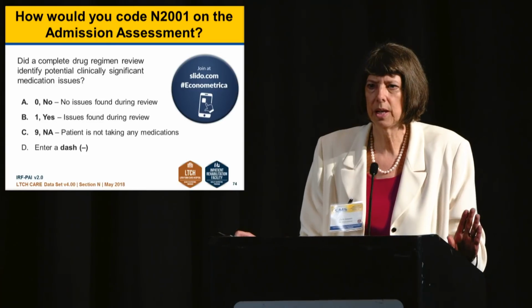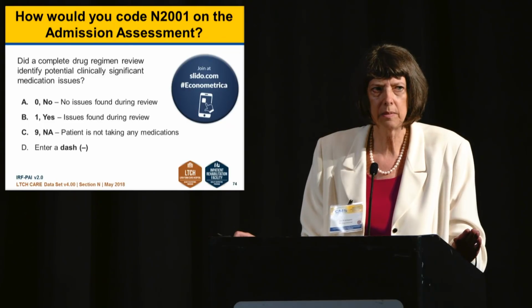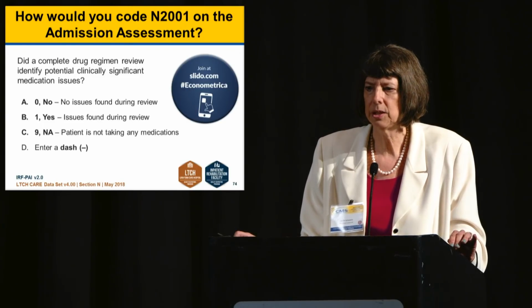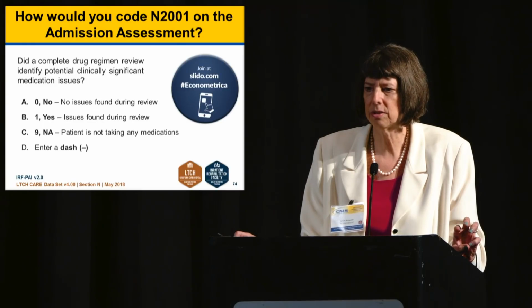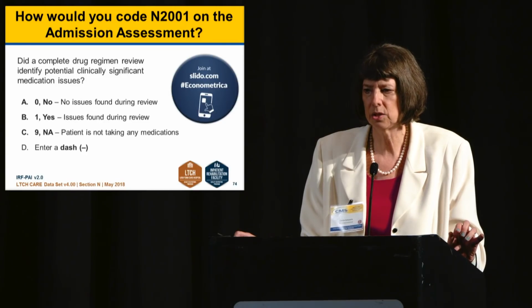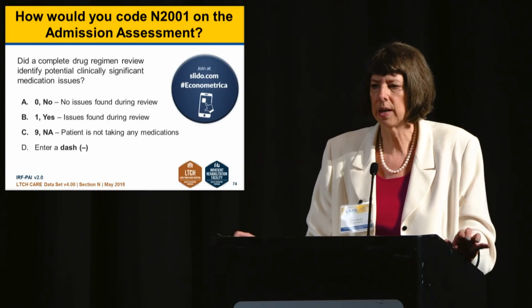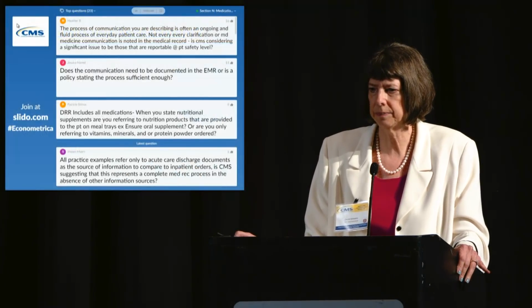So, think about this. You're going through each one of the items. We're going to start with N2001. This is at admission. Did a complete drug regimen review identify potential clinically significant medication issues? Is the answer 0, no, no issues were found during the review? Or 1, yes, issues were found during the review? Or 9, NA, or dash? What is your answer?